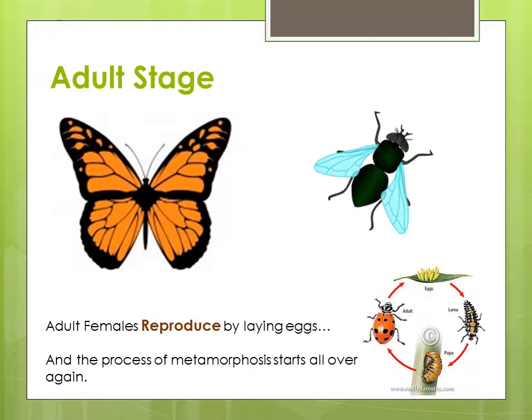And then finally, the last stage in the life cycle of an insect is the adult stage. Adult females reproduce by laying eggs, and the process of metamorphosis starts all over again.